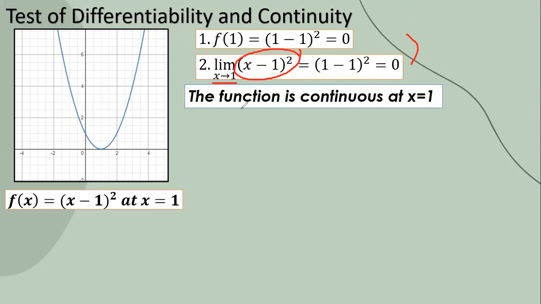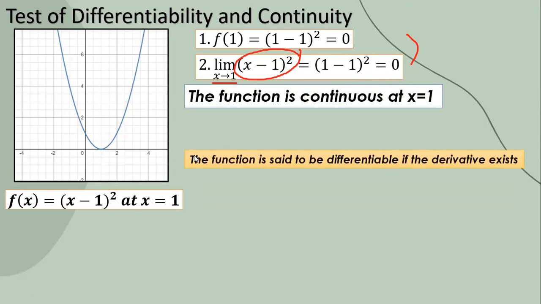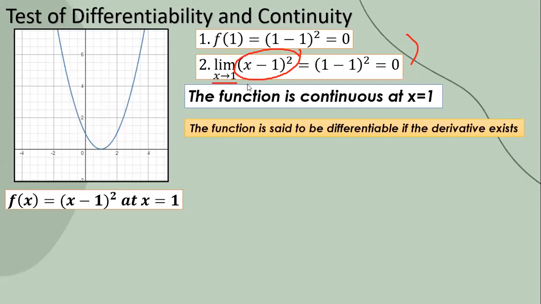The evaluation of the function and the limit is the same. Okay. So now we will test the differentiability of this function. The function is said to be differentiable if the derivative exists. We have also learned how to find the derivative of a function at a certain value of x.